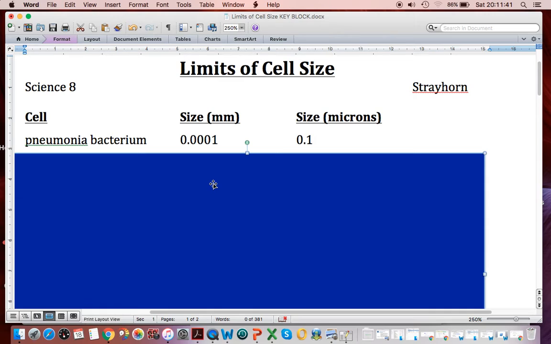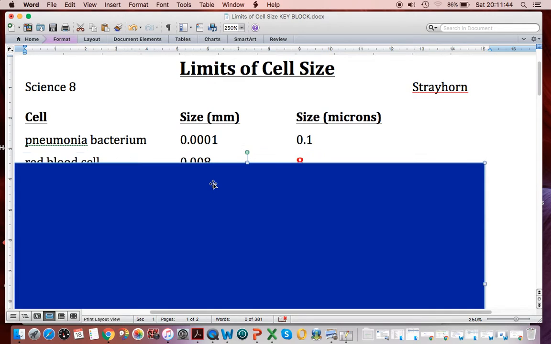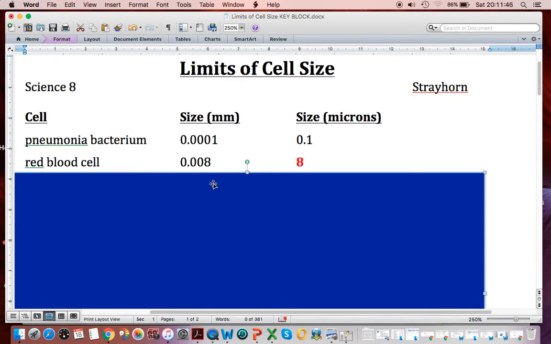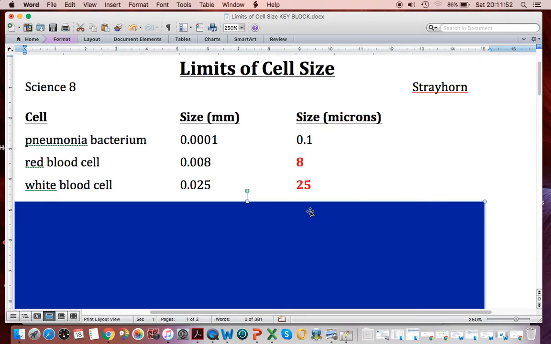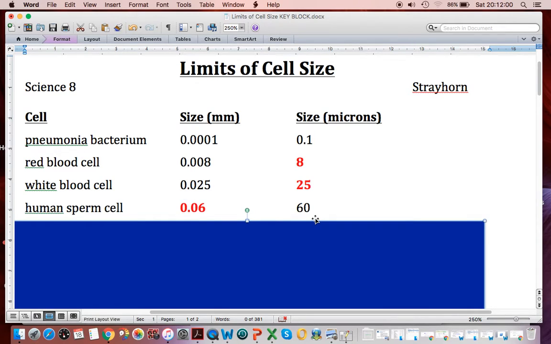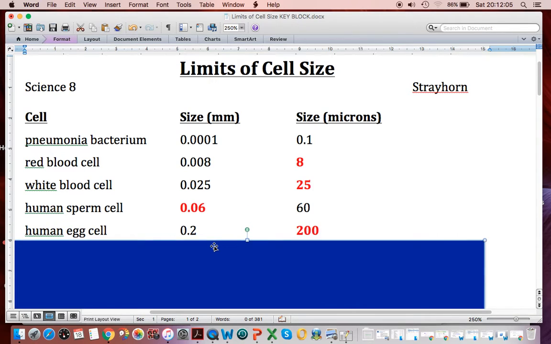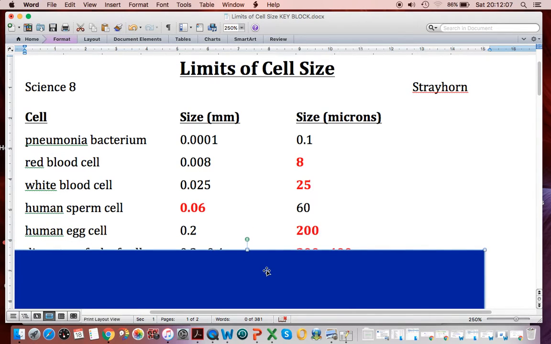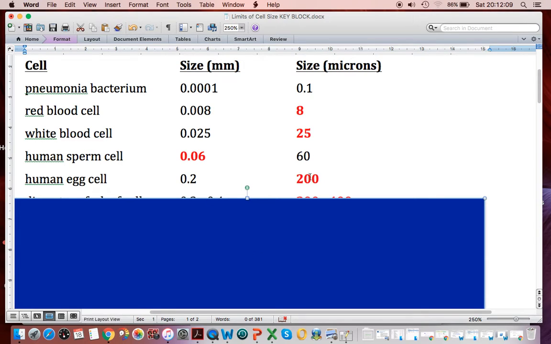Pneumonia bacterium, that means a bacterium that causes pneumonia in a human, and its typical size is 0.1 microns. Red blood cell, we're looking at 8. White blood cell, you can see it's bigger than a red blood cell. Its diameter is roughly 3 times bigger, so we write down 25. This time we have to divide by 1,000, so we get 0.06 for a human sperm cell. Human egg is bigger than the sperm, so 0.2 becomes 200.